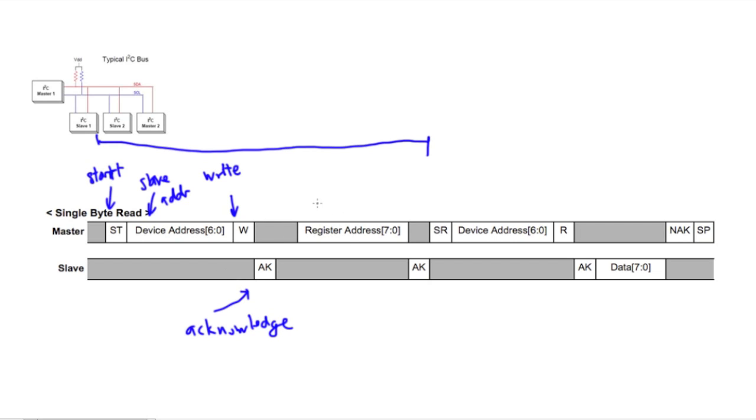Then the master is going to send out the register address that it wants to read. As opposed to the write command, instead of writing to this register, it's going to read this register. So, register to read. Once that happens, again, the slave is going to send out the acknowledge. So the very beginning is pretty much exactly like the write command.